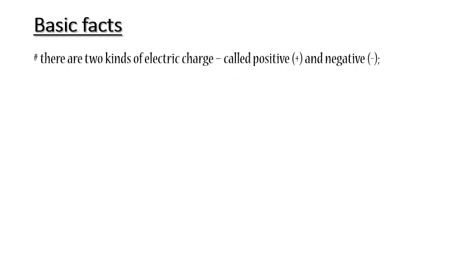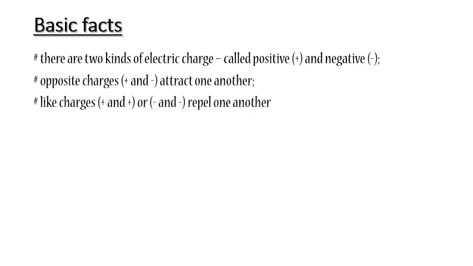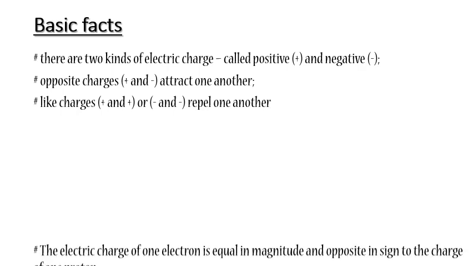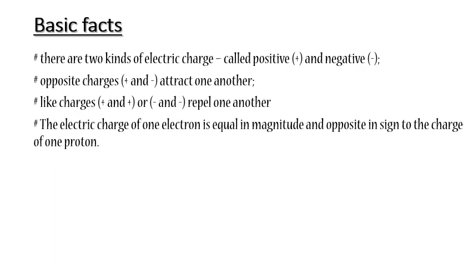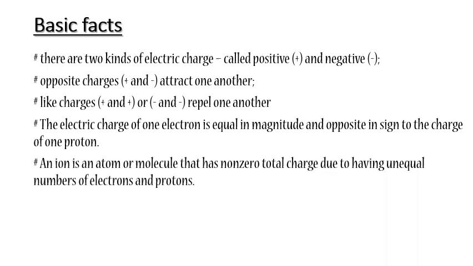Students, these are the important facts about charges. As you know, there are two kinds of electric charge, which are positive and negative. Opposite charges attract each other and like charges repel. The electric charge on one electron is equal in magnitude and opposite in sign to the charge of one proton.